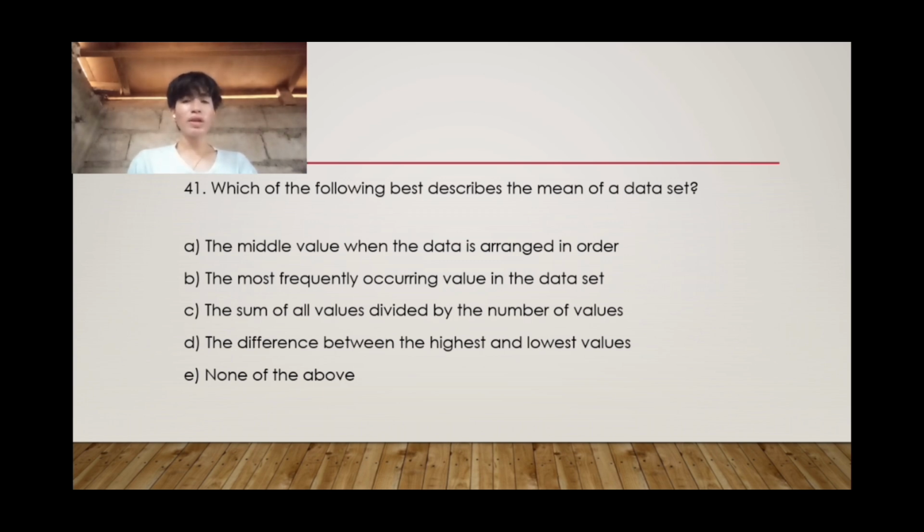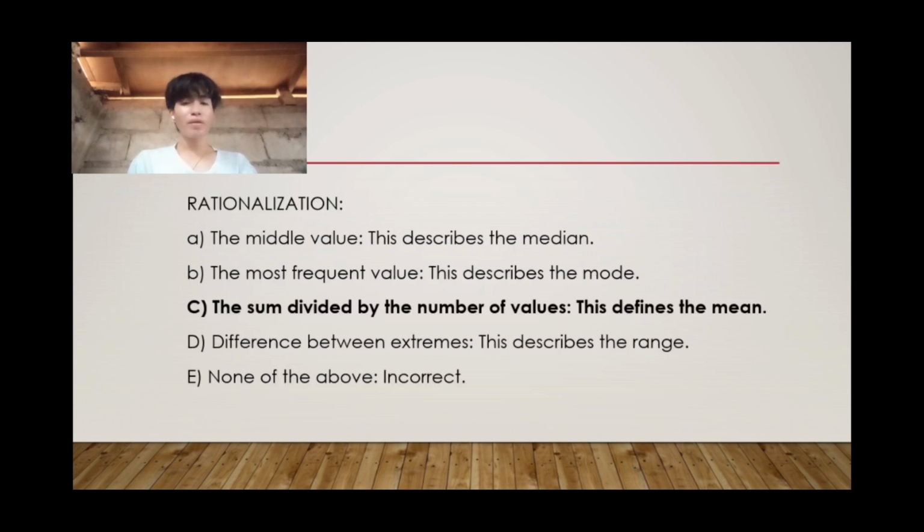So let's rationalize why A, B, D are not the correct answer. For letter A, the middle value when the data is arranged in order, that's related to median. For letter B, the most frequently occurring value in the data set, it refers to the mode. And the difference between the highest and the lowest values, it refers to the range.